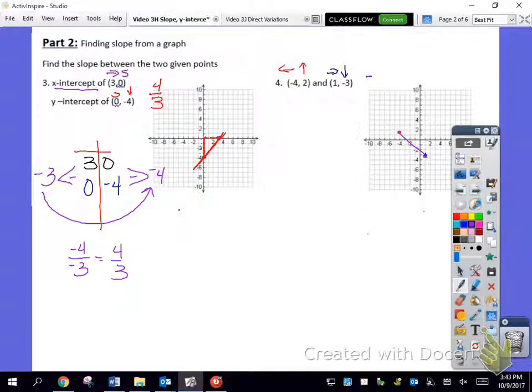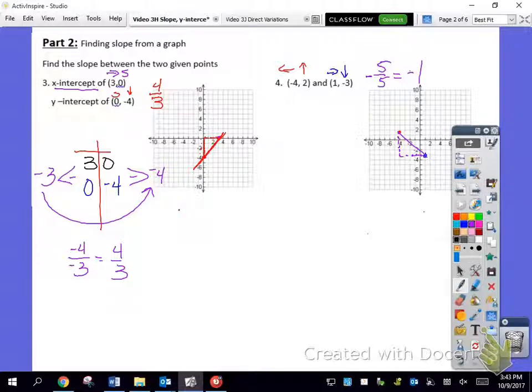So how many am I going down? I'm going down 1, 2, 3, 4, 5, and then over 1, 2, 3, 4, 5. So I'm going down 5 over 5. So negative 5 over 5 is negative 1.